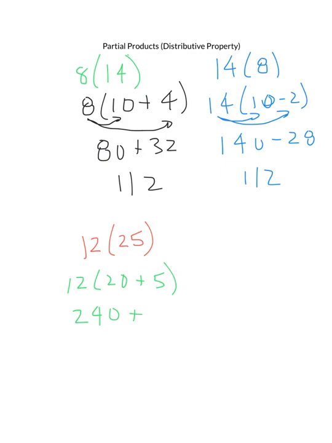Now, if I have 12 groups of 5, well, if I think of it this way, 5 tens is 50, 5 twos is 10, so that's actually 5 12s is 60. 240 plus 60, and then my answer is 300.